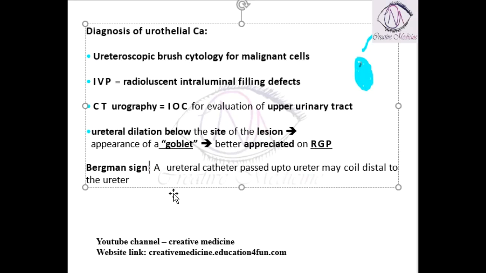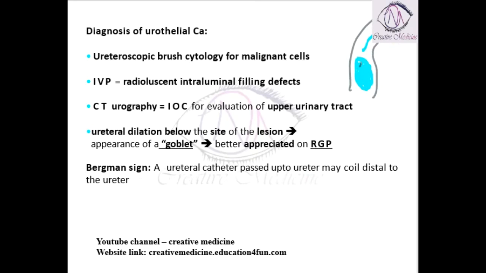Then we have Bergman sign. In Bergman sign, if this is the ureter and you try to pass a catheter through the ureter like this, the catheter will flow and pass till here. But wherever the obstruction or the tumor is present, if this is the tumor obstructing it, then distal to this tumor it is very difficult for the catheter to pass, and as a result the passed catheter will coil up here instead of passing distally. So this coiling of the catheter, when a ureteral catheter is passed into the ureter, is called Bergman's sign.